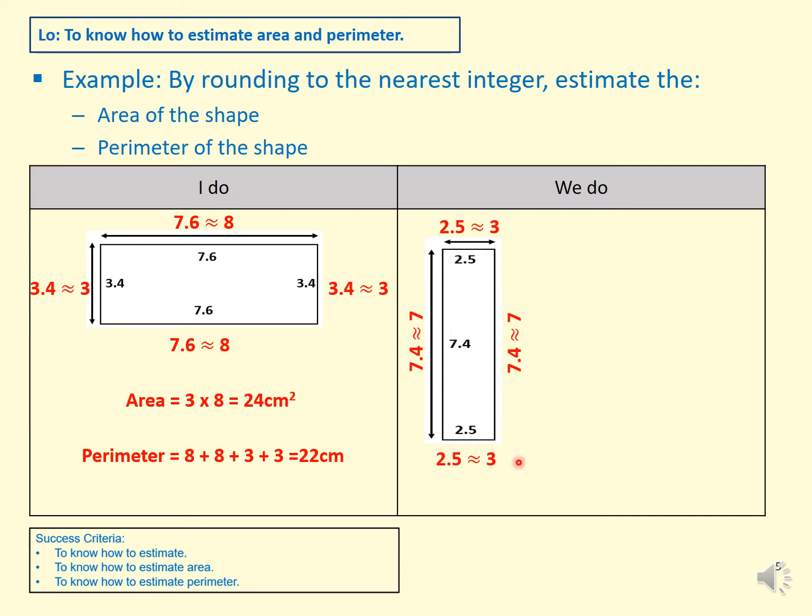Now if I want to find the area, I do length times width. So I do 7 times 3, which is 21 centimeters squared for area. Now for the perimeter, you start from one point, go all around the shape, and add up everything. So if I do so, I have 7 plus 3 plus 7 plus another 3. So the perimeter is going to be 20 centimeters. Don't forget about the unit. For perimeter, the unit stays the same. For area, you have the unit squared.